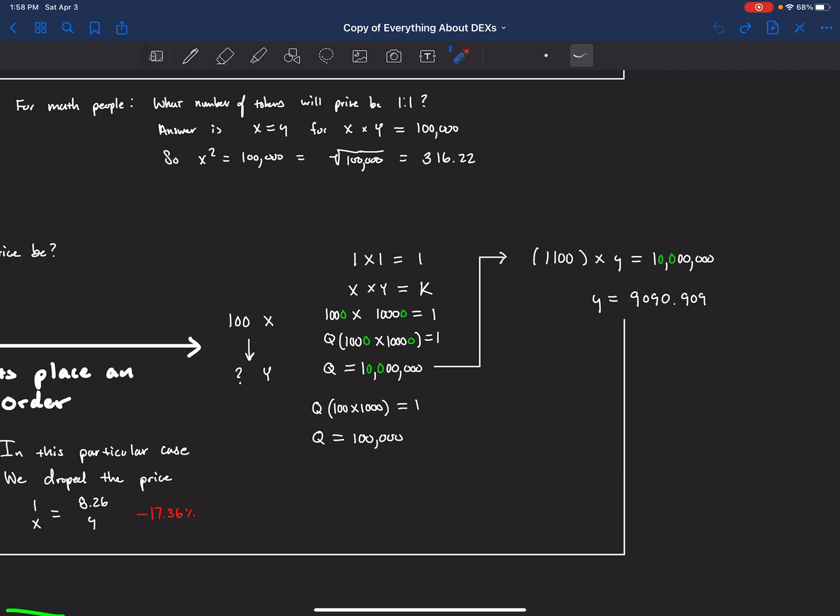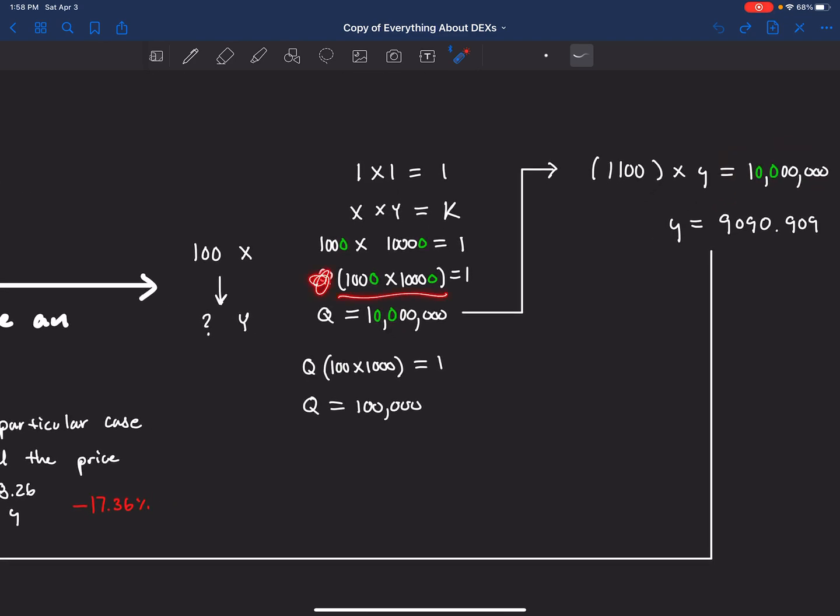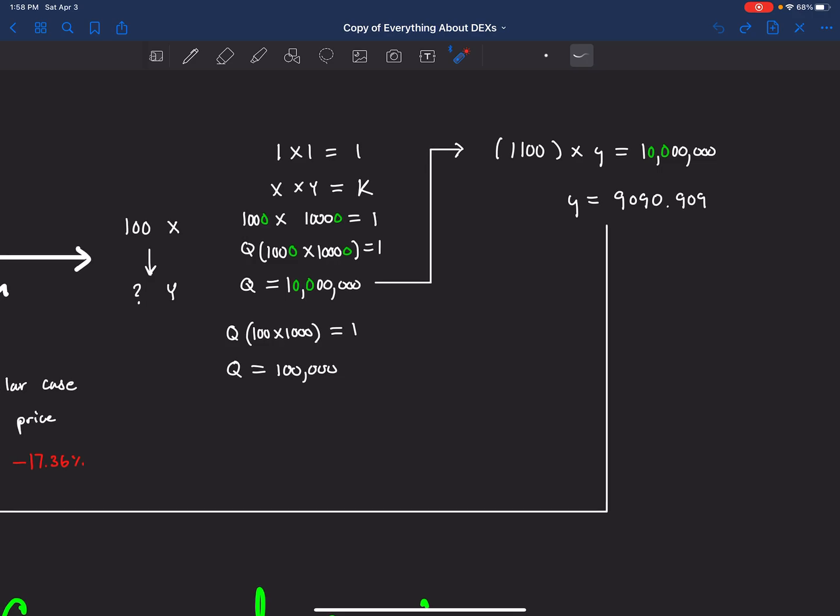We're going from 1,000, and now we're going to have 1,100, right? Our last order was 100. We're going to do the same 100 order and we want to know how much Y we're going to get. So we have the constant now figured out because we know that something multiplied by this equals a constant. So we have something that we have to multiply it by, and we get our constant.